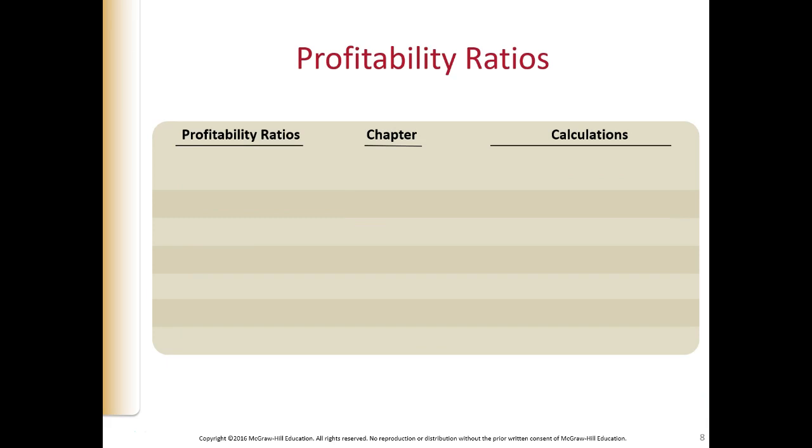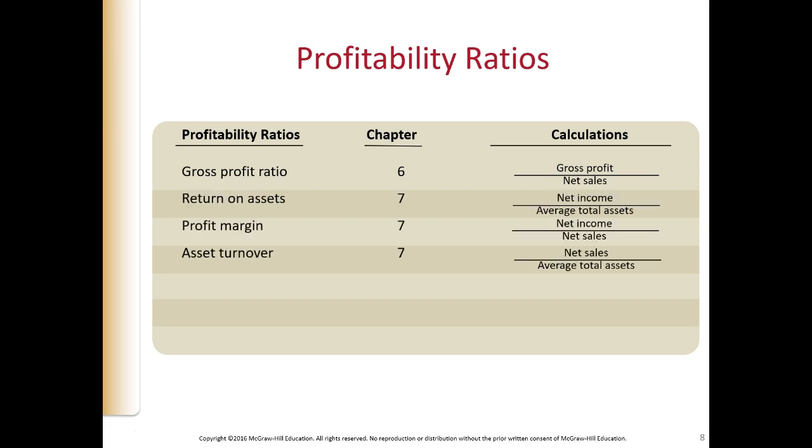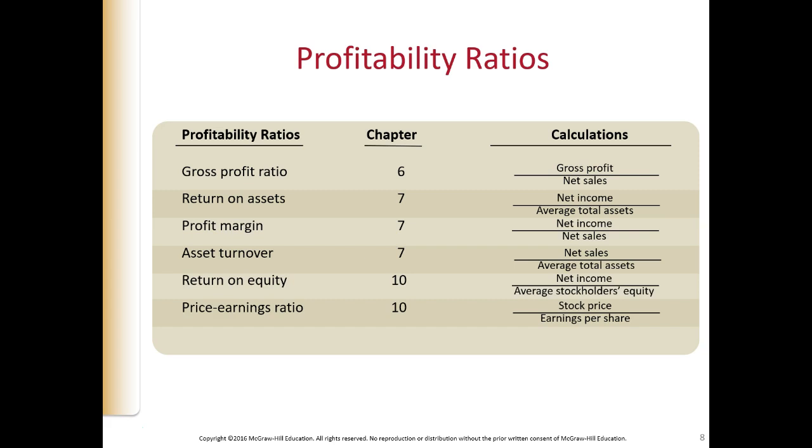The profitability ratios are next. The gross profit ratio we saw back in Chapter 6, so I really don't need to explain this in detail again. We saw these others in Chapter 7: return on assets, profit margin, and asset turnover. Now the return on equity is one we've covered before. This is a very common ratio, dividing net income by your average stockholders' equity.